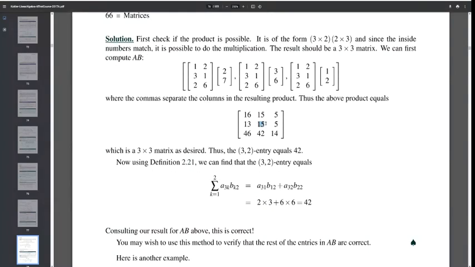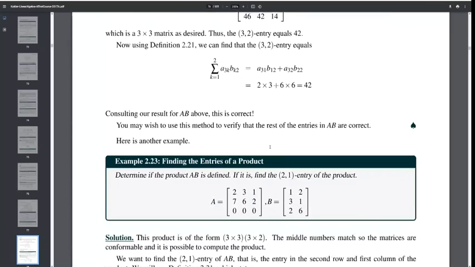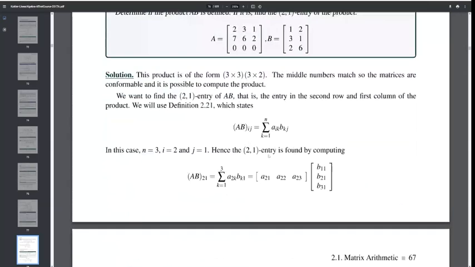And that's it. You can do it in the same way for any pair of matrices. I think I would stop here for today. Do you have any questions? Yes.